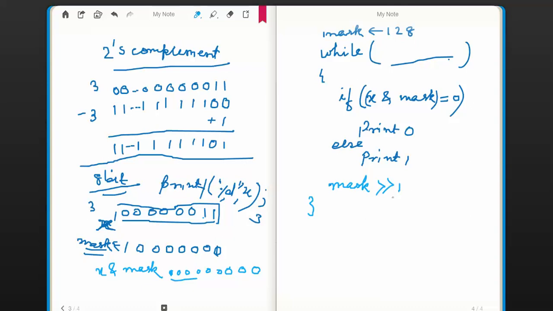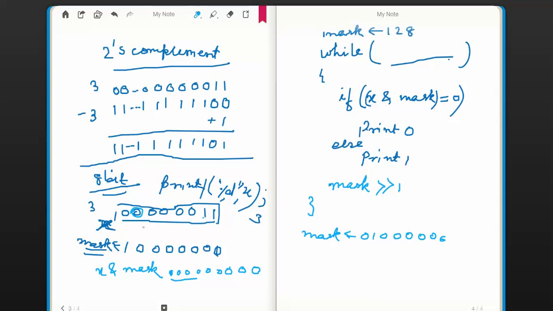Now the mask would be shifted by 1 bit to the right. So after this operation, the mask would look like this: 0 1 followed by 6 zeros. So 1 has got shifted to the right by 1 bit. Now all the bits apart from the second most significant bit are zeros, so every other bit would be set to 0. Only this bit, if it is a 1, then x ampersand mask would come out to be something non-zero. But here the second bit is 0, so the operation x ampersand mask would give us a value 0. Again we would print a 0.